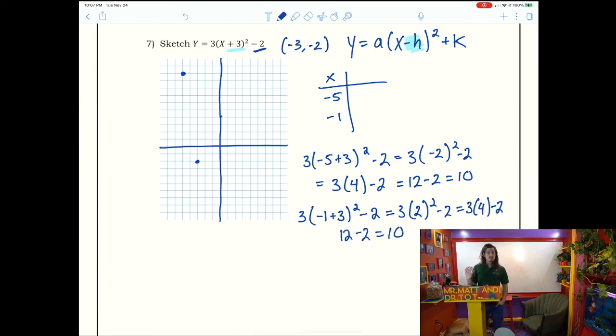And that makes sense because we'd expect these graphs to be symmetric around the axis of symmetry that's going to occur at the same x-coordinate as the vertex itself. So at x is equal to negative 1, y is equal to positive 10. That's right here. So now we have our 3 points, and we can sketch out our graph. That'll look something like this.